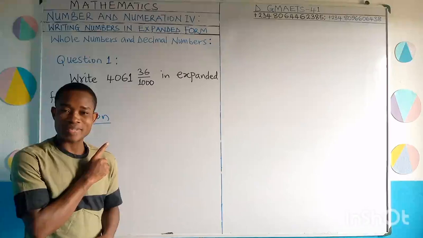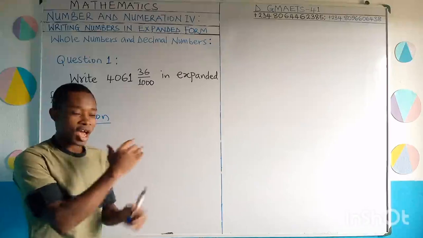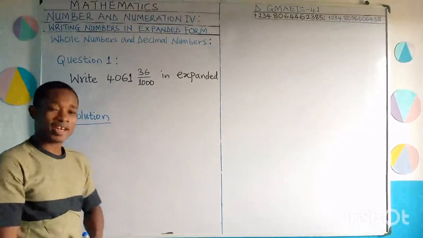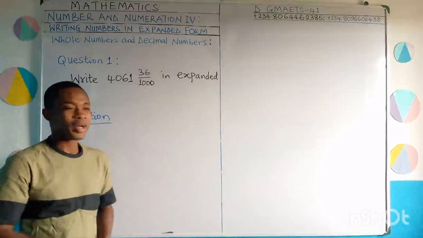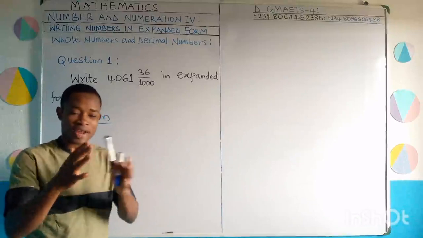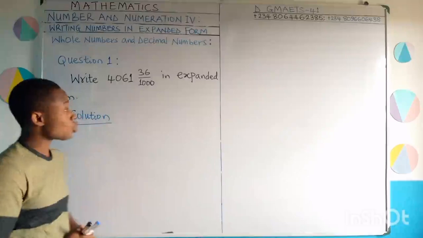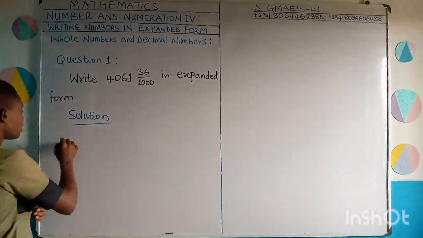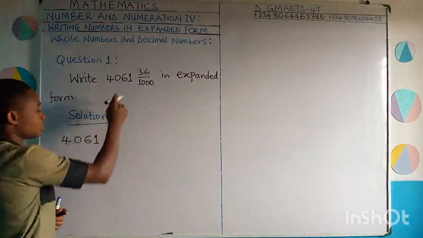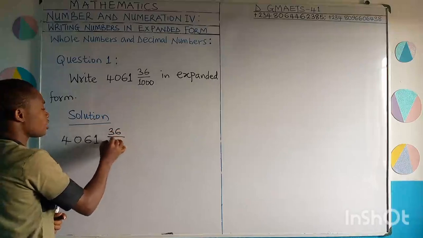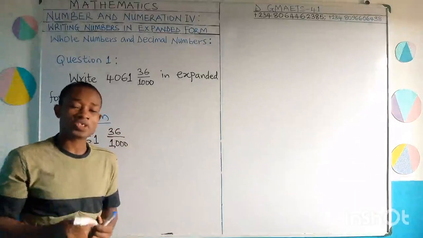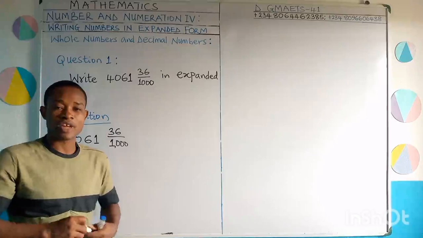You know that this is a decimal number. A mixed fraction that has whole number parts and a fraction is a decimal number. When I taught you how to write decimal numbers in figures, I said that you can write decimal numbers as a fractional number as well. So this number given to me, 4061 whole number 36 over 1000. Now, the best way we can approach this question is to use our place value method.